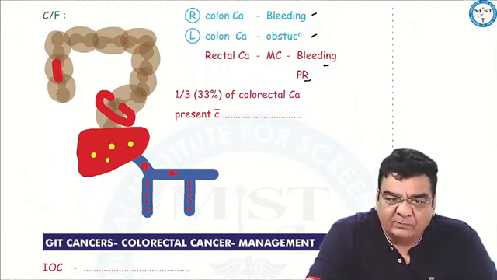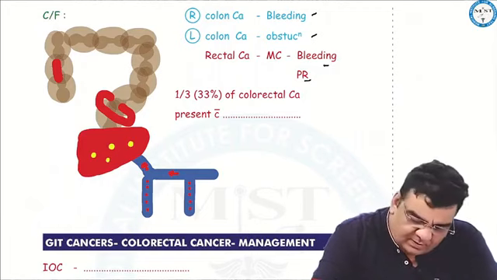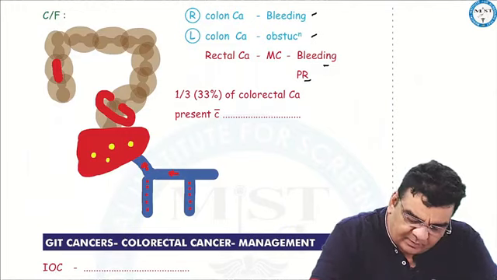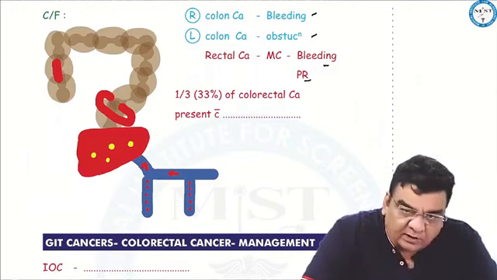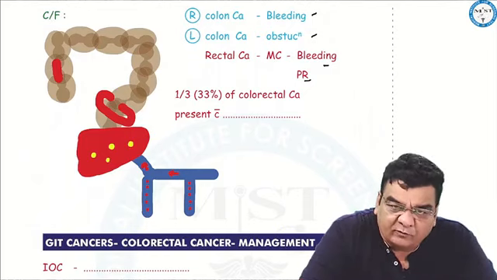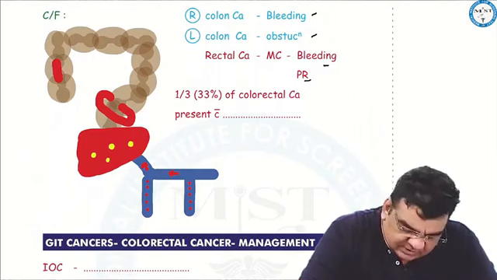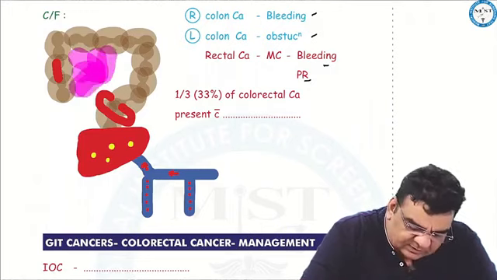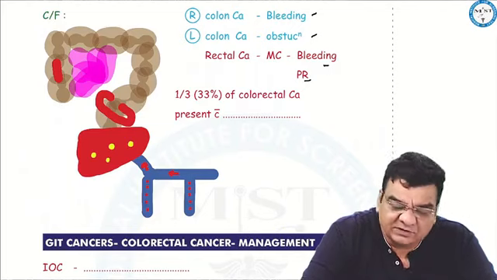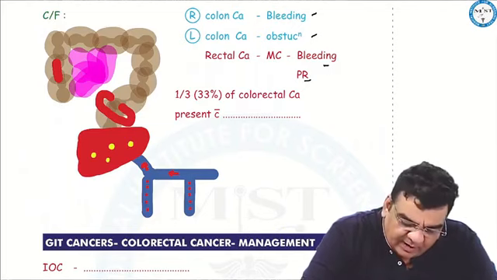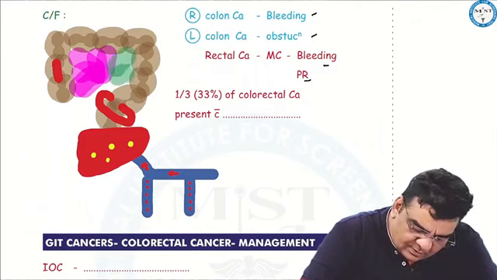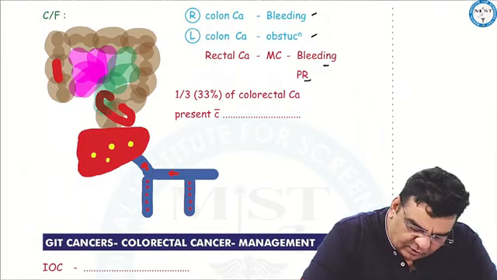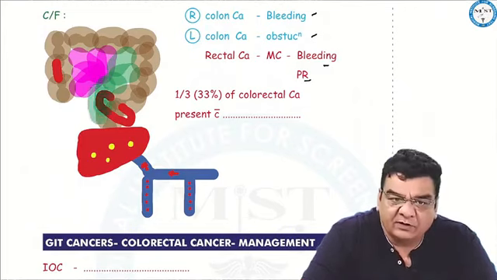Apart from this, an important thing we need to understand, beta: if we take a look at the midgut and hindgut, right from the third part of duodenum, fourth part of duodenum, jejunum, ileum, cecum, ascending colon, and proximal two-thirds of transverse colon, this is the territory which belongs to the superior mesenteric artery. And behind this, the distal one-third of transverse colon, descending colon, and sigmoid colon, this territory belongs to the inferior mesenteric artery.